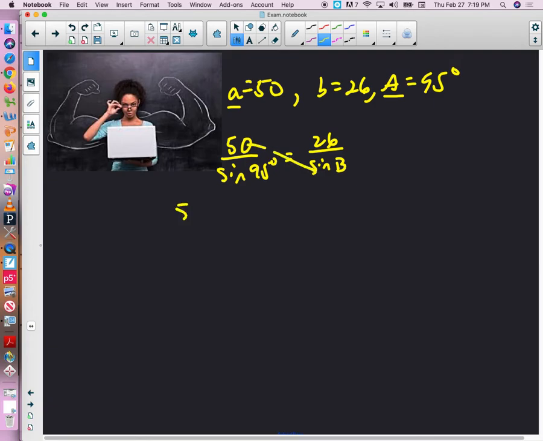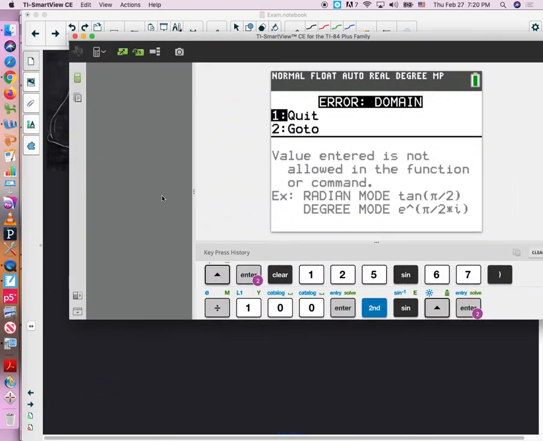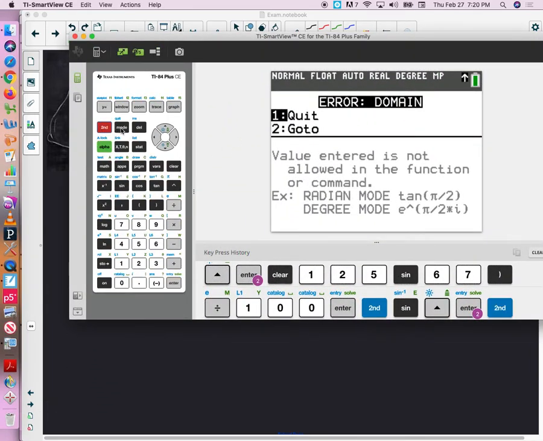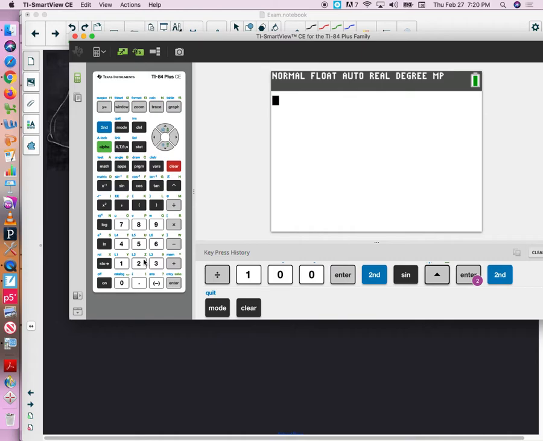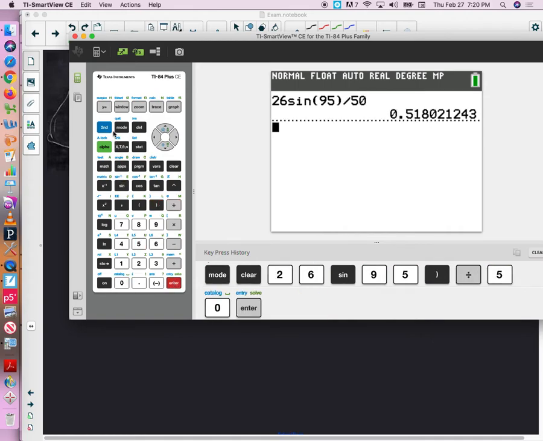So I'm going to say 50 sine B equals 26 sine 95. Divide by 50. You get sine B equals 26 sine 95 over 50. Clear. Okay, so 26 sine 95 divided by 50. Then I push inverse sine. I know it's going to give me the acute angle.